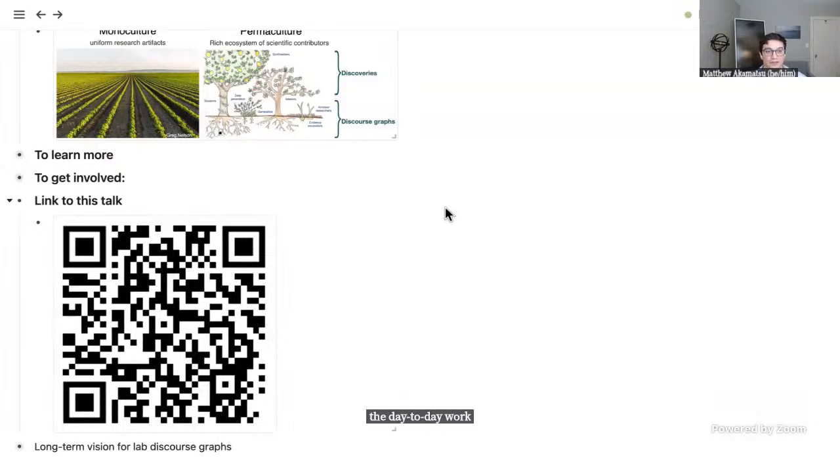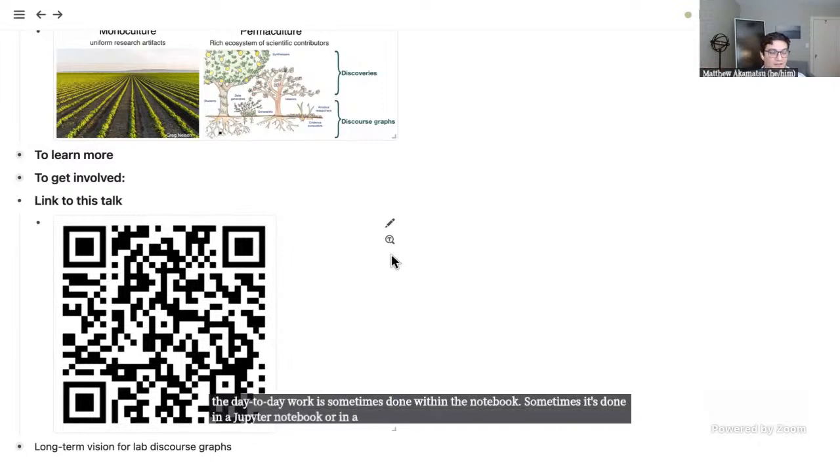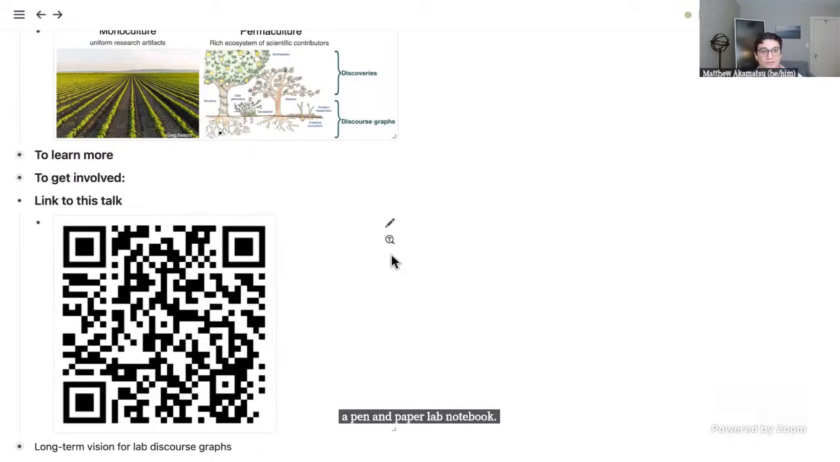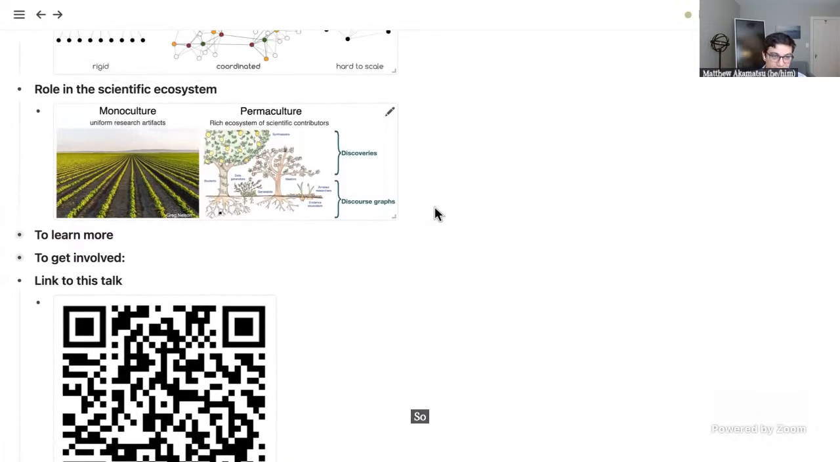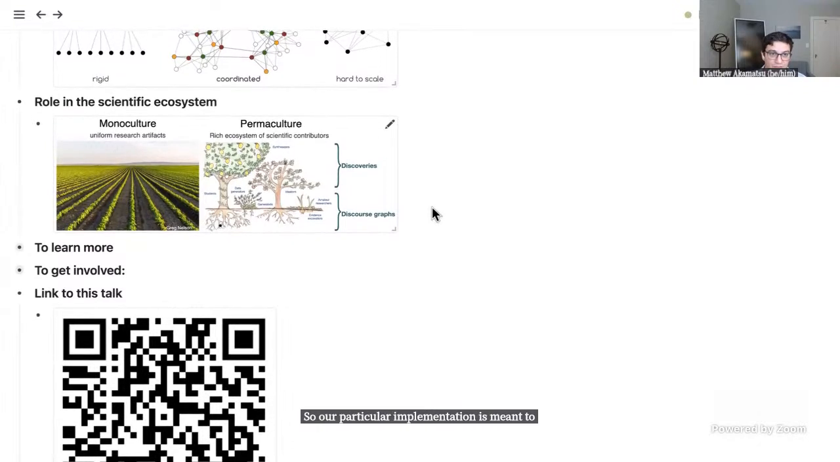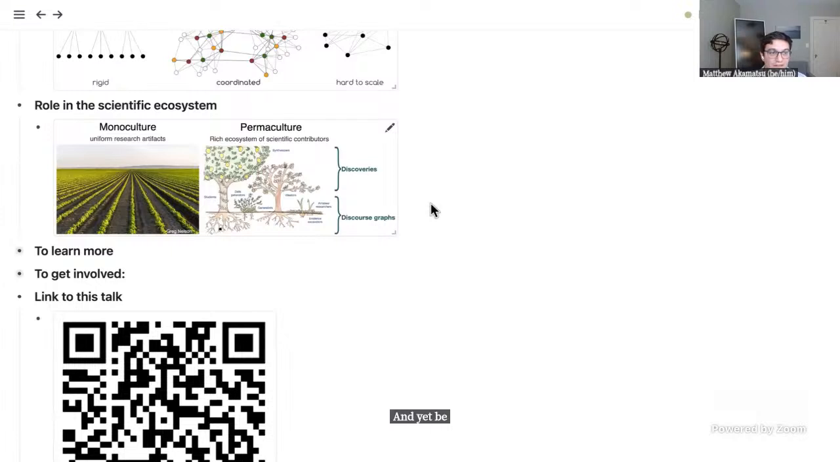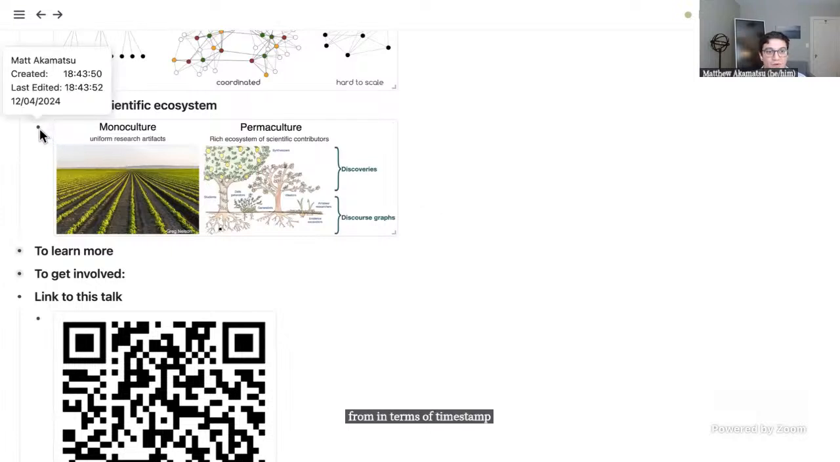The granular, day-to-day work is sometimes done within the notebook, sometimes in a Jupyter notebook or on a pen and paper lab notebook, and those aren't mandated to be tabulated in the graph. So we're aiming to keep some flexibility in how you do your hour-to-hour work. But once you have something that you want other people in the lab to be able to understand, it goes into this graph. So our particular implementation is meant to be flexible, and yet completely transparent in terms of time stamping and knowing who created what.